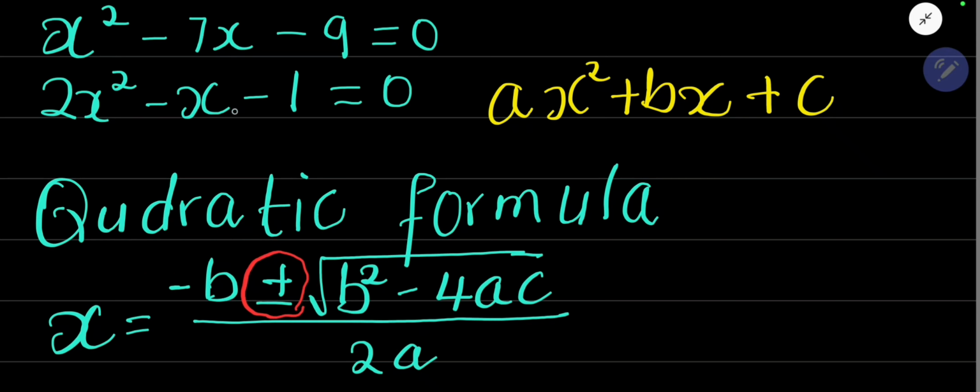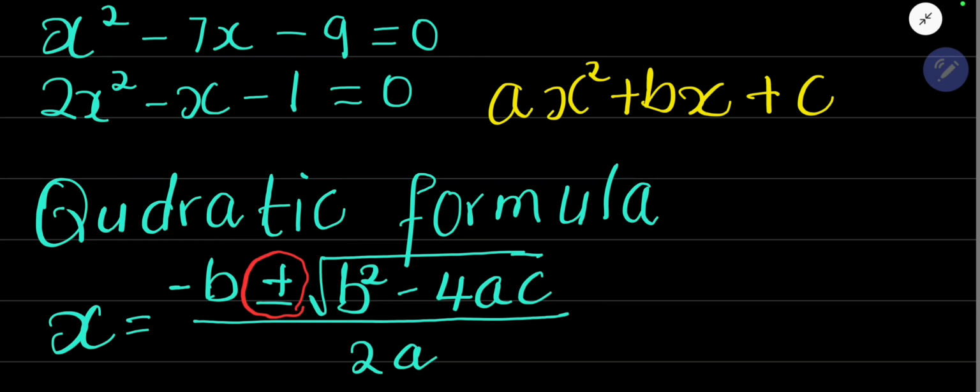Now let's look at a for this one. a is 2. Remember that a is represented by the coefficient of x squared. Then my b is going to be minus 1 here. And my c, which is a constant, a number that is not attached to any variable, or any alphabet. Remember our mathematical alphabets, we call them variables. So c is minus 1. So far so good.